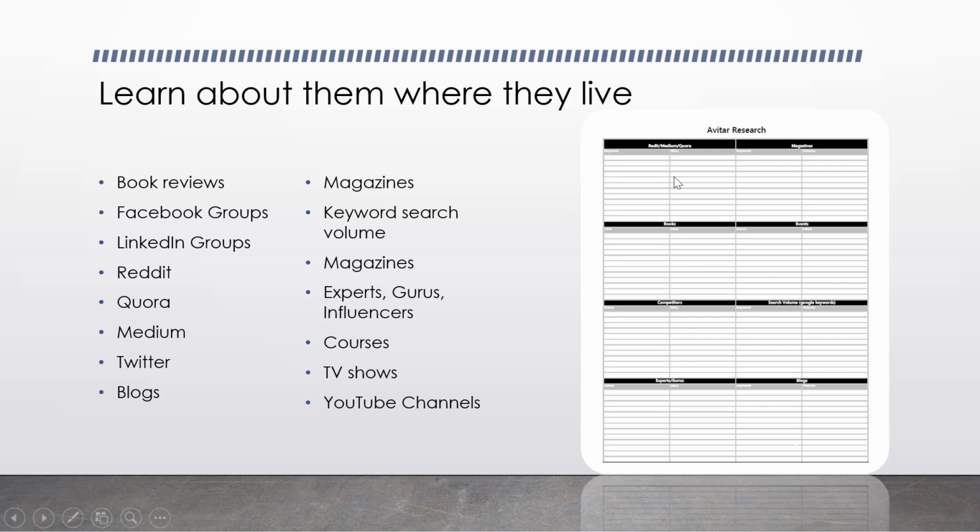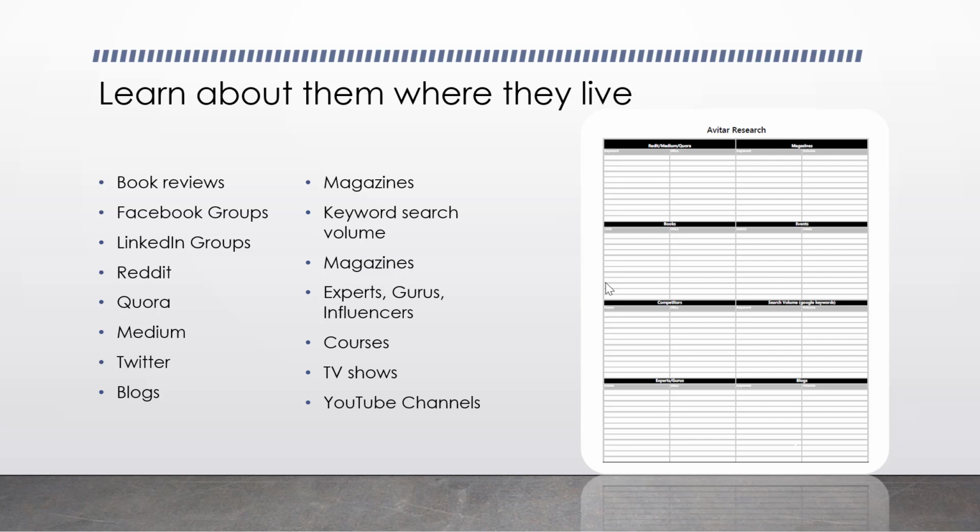worksheet. You see it right here, avatar research worksheet. So you want to be able to come back to these things later. So get the connection. So it's either the URL or the magazine name or whatever, so that you can come back to it later when you're doing your detailed research. This is just your high level get to know these people and figure out where they live information.